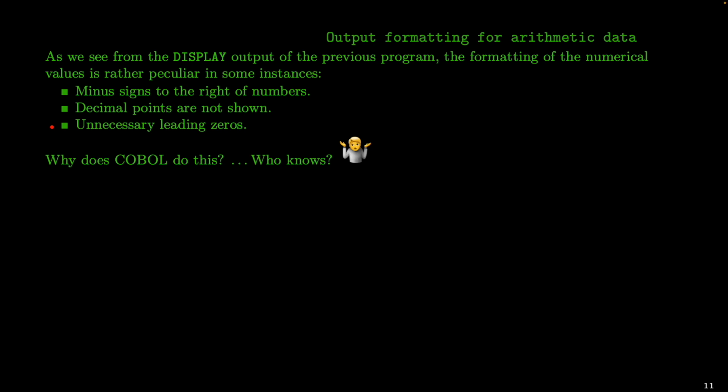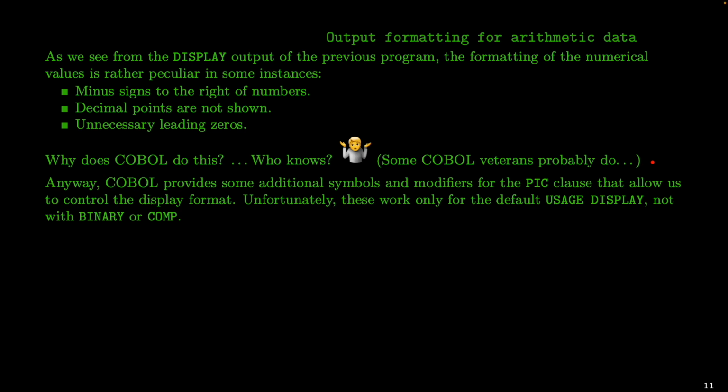At some point, someone must have thought it's a good idea to have these weird outputs and leave it to the programmer to format the numbers and the output format for him or herself. Maybe there's some method to that madness, and if you know it, then please feel free to write it in the comments. But I can't really explain why COBOL does it.